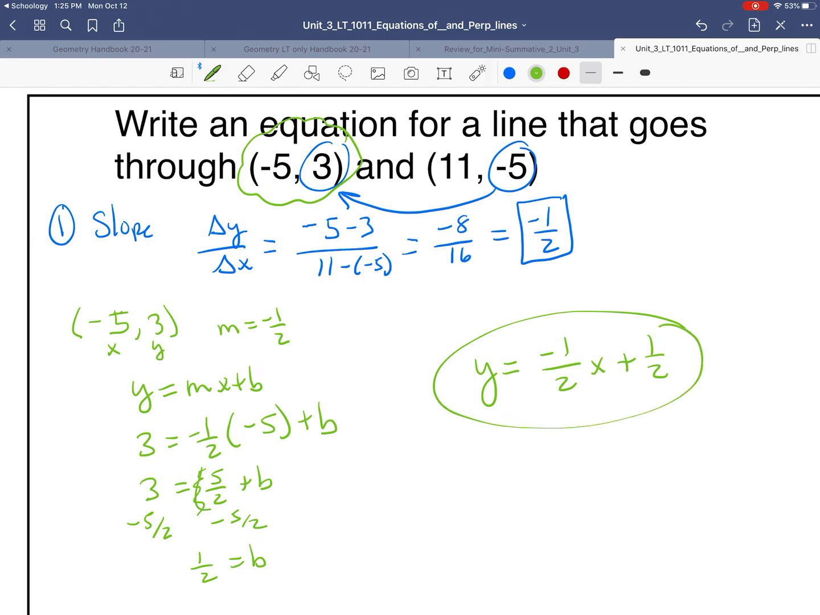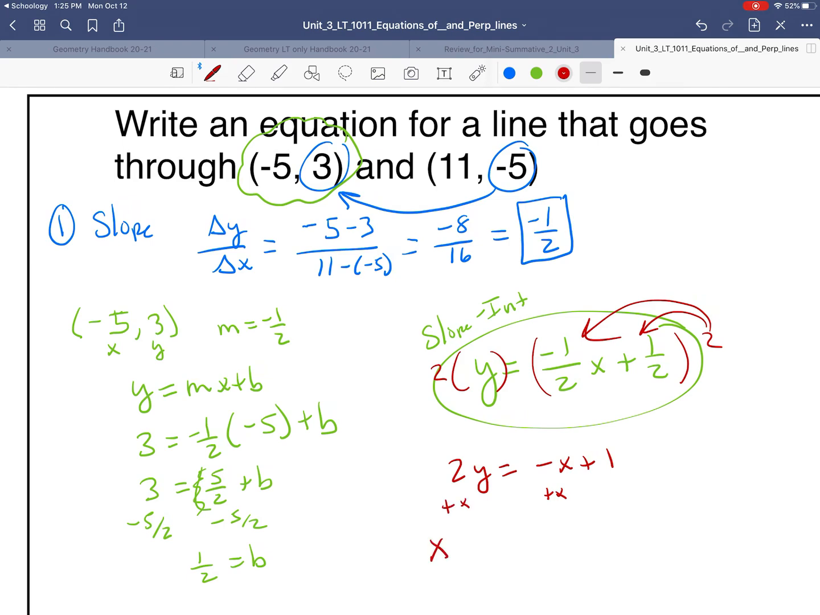Now this is in slope-intercept form. I could get it in standard. So to get it in standard, I would multiply both sides by 2. Why 2? Because that's my denominator. So I get 2y equals, now that gets distributed into both, which gives me -x plus 1. So then I would add x to both sides. x plus 2y equals 1. And that's my equation in standard form. ax plus by equals c. A is 1, b is 2, c is 1.